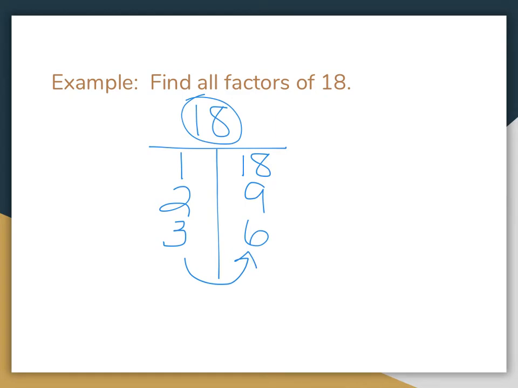Now we list the factors always in order, separated by commas. The factors of 18 are 1, 2, 3, 6, 9, and 18.